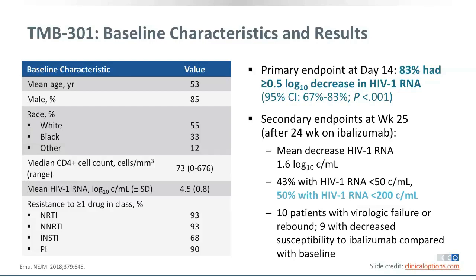So let's talk about the baseline characteristics of this trial. The median age of patients was 53, and the majority were men. 55% were white, and the median CD4 count was 73 cells per millimeter cubed. The mean HIV RNA level was 4.5 plus or minus 0.8 log 10 copies per milliliter. And actually about 18% of folks had a viral load of at least 100,000 copies per milliliter. 68% of the patients in this trial had integrase inhibitor resistance, and 90% had PI resistance.